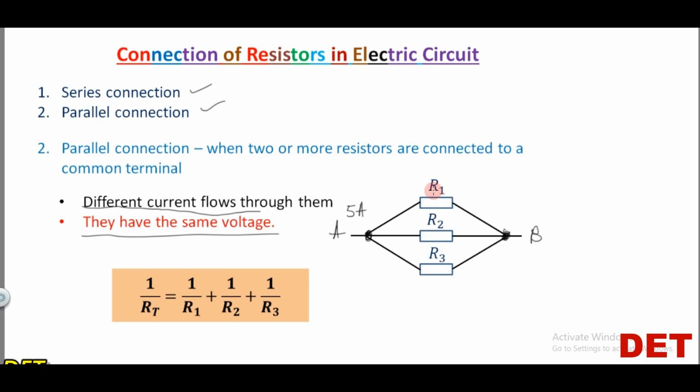The same voltage in resistor 1 will be the one for resistor 2 and resistor 3. So again, parallel connection is when two or more resistors are connected to a common terminal, they have different currents flowing through them, and they have the same voltage. The total resistance offered by these resistors is 1 over R_T, where R_T is the total resistance, equal to 1 over R1 plus 1 over R2 plus 1 over R3. This is how we calculate the total resistance.